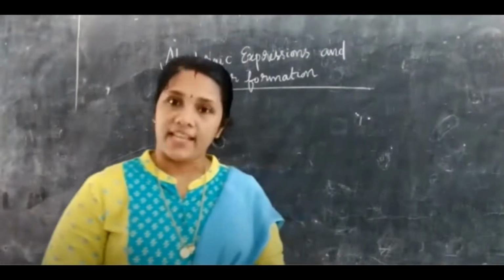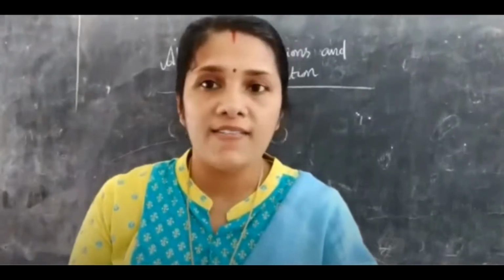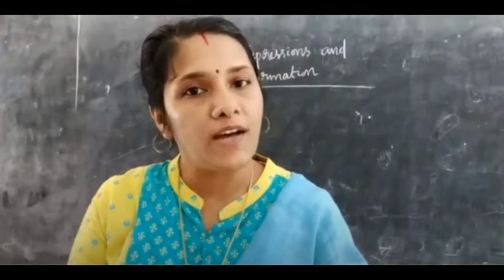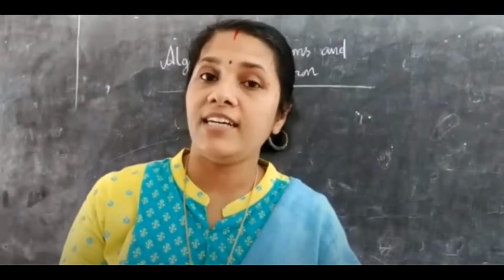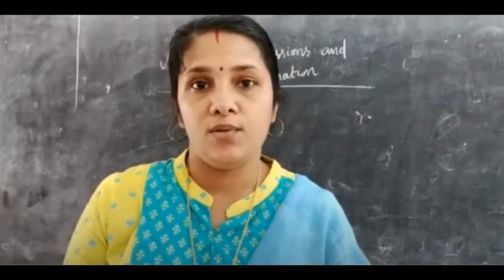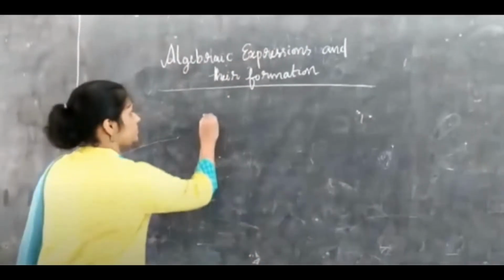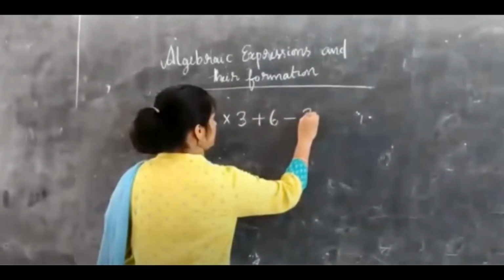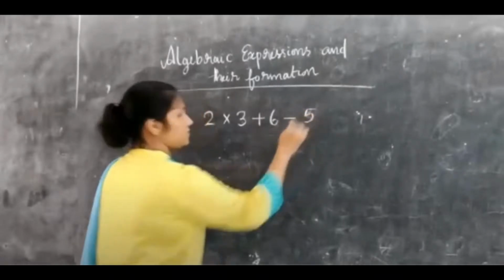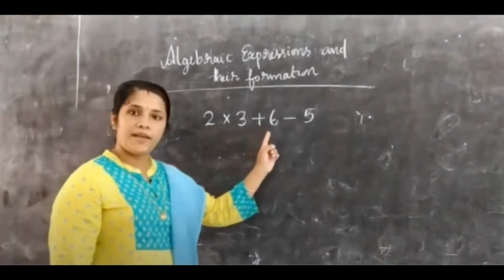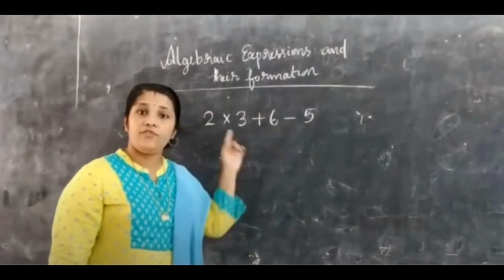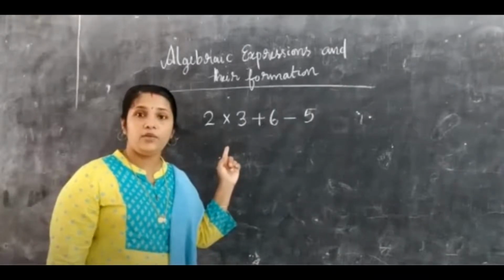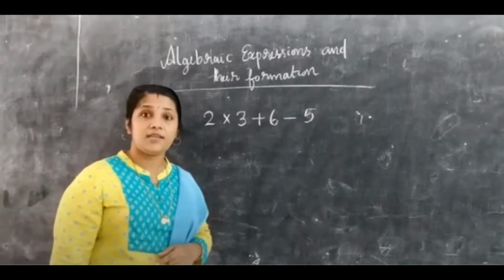Let's learn about some expressions. Expressions you have seen earlier, the numerical expressions, and we have found the answer for the expression also. Let me write one example. Two times 3 plus 6 minus 5. Different operations together.